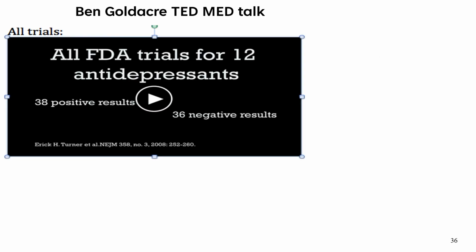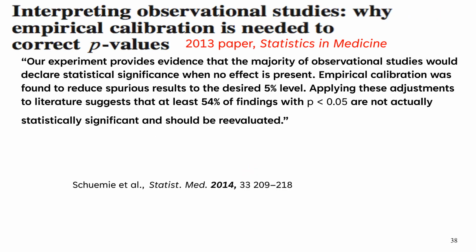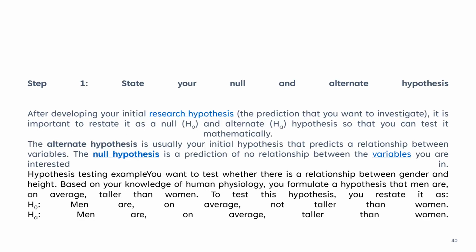So we'll proceed to the next topic. My next topic is the general procedure for the test of hypothesis. For 8.1.3, step 1: state your null and alternate hypothesis.